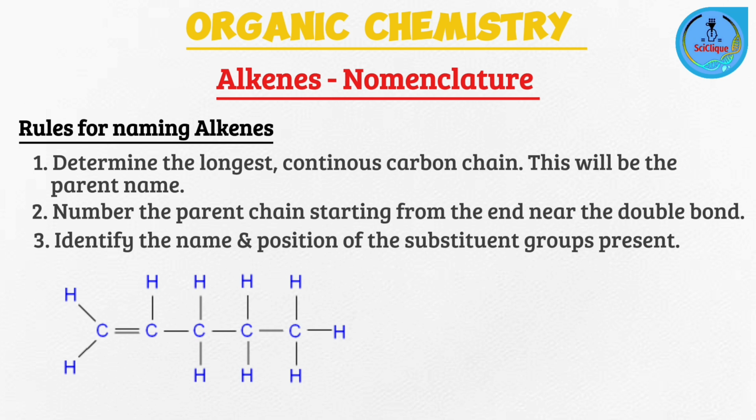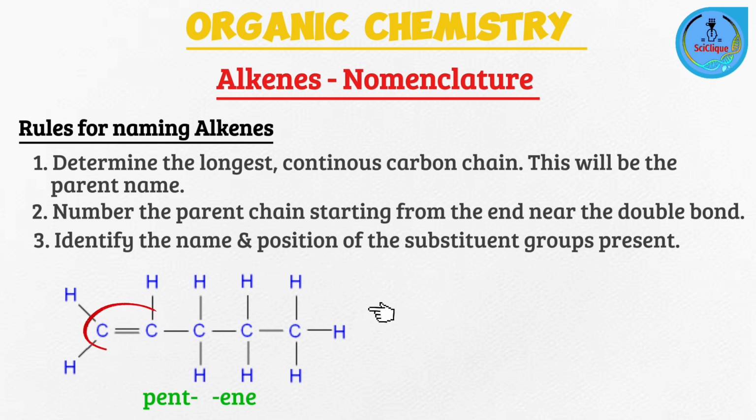Now I'm going to go through the rules with you by using examples. So our first example is that. So we want to try naming this. So according to the first rule, we are supposed to locate the longest continuous carbon chain. And it's that. How many carbon atoms do we have there? We have 5. So what is the name of an alkene that has 5 carbon atoms? Pent. So that is our parent name. Now let's look at the double bond. Where is the double bond?